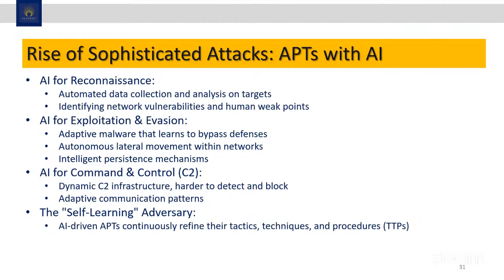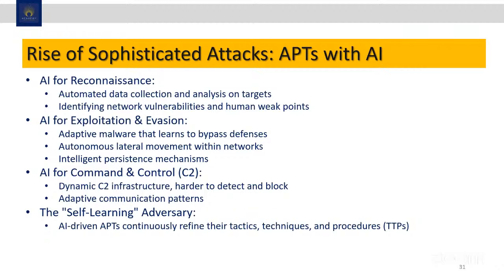Even our command and control centers now use AI. The infrastructure for C2 can be enhanced by AI. You can dynamically change your C2 channel, the communication pattern, the IP, making it much harder for vendors to detect or block the communication between the compromised system and the attackers.